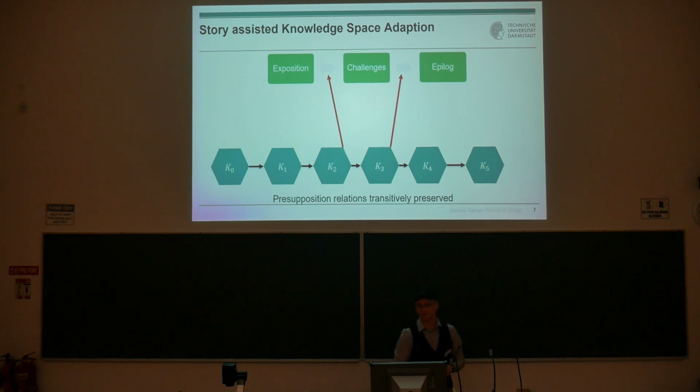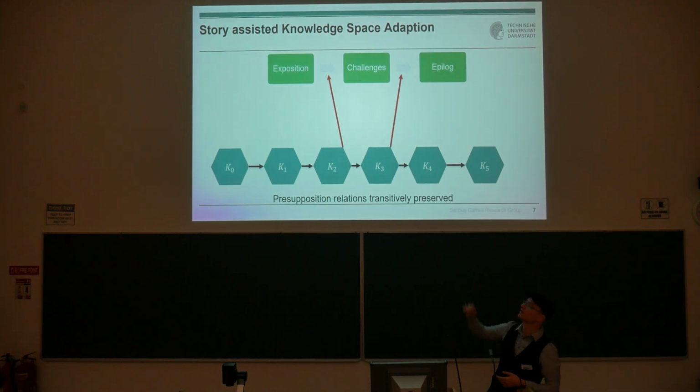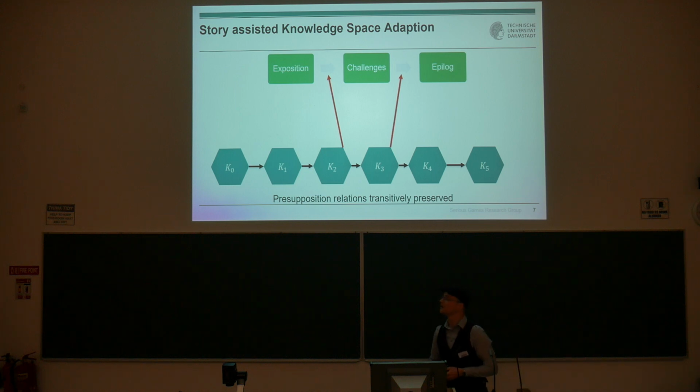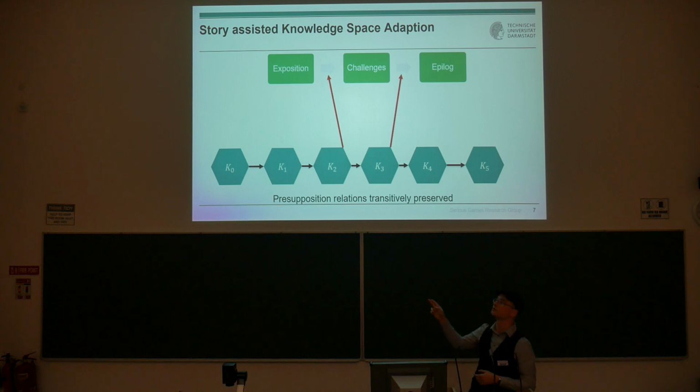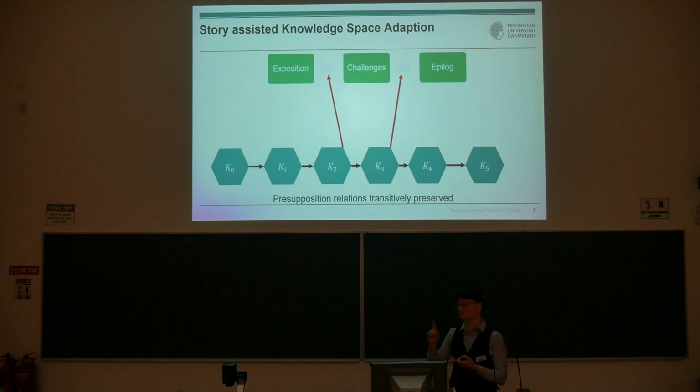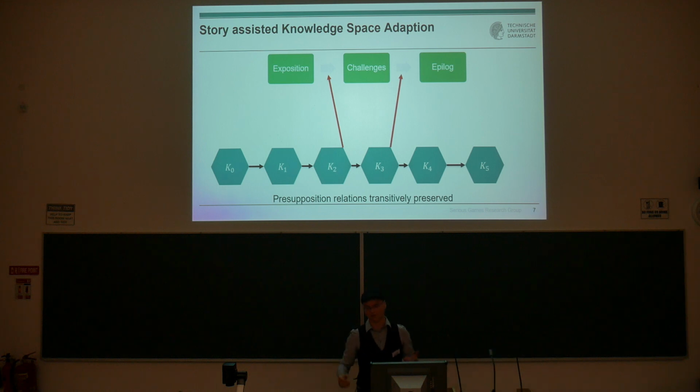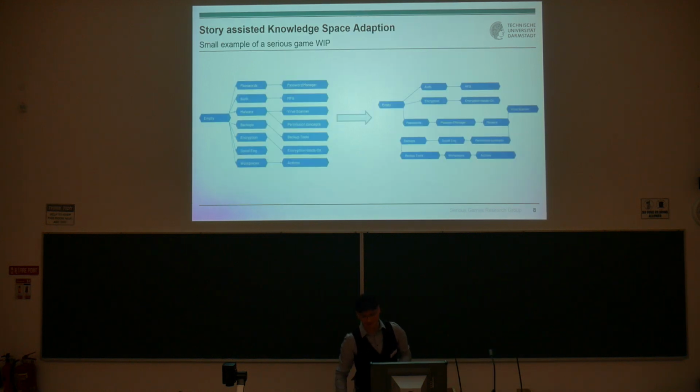Okay, the last step is creating triggers. In the exposition, I should have learned K2. So I create a trigger: the moment I learn K2, I go to the transition in the story graph. Here I can hard-code a request, cutscene, whatever you want, to start the transition from the exposition to the challenges. And that's basically it.